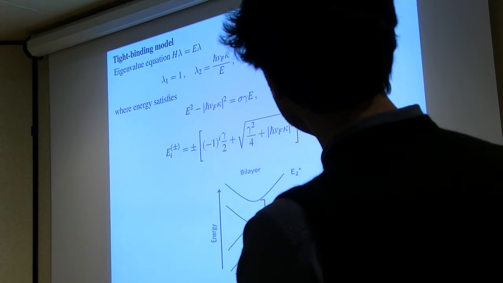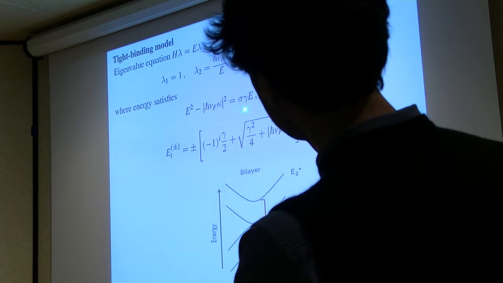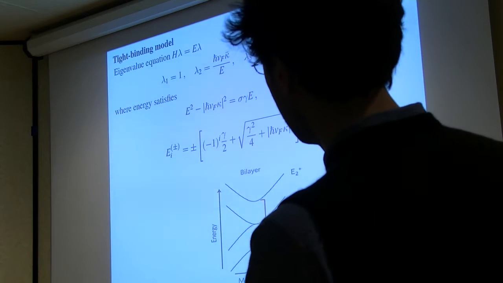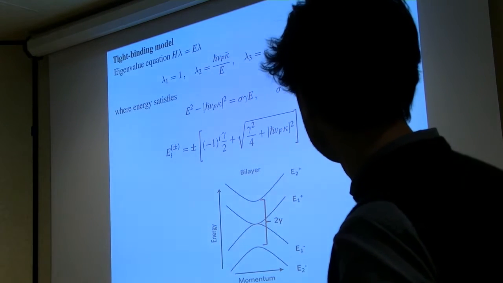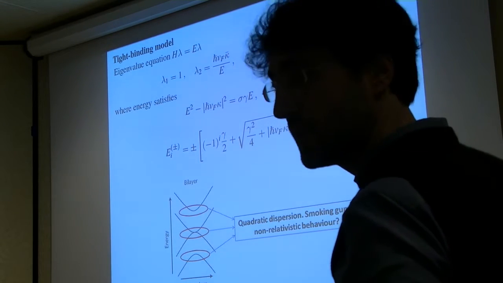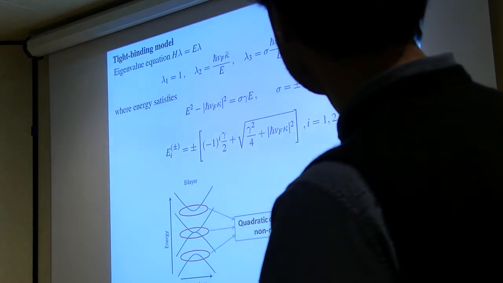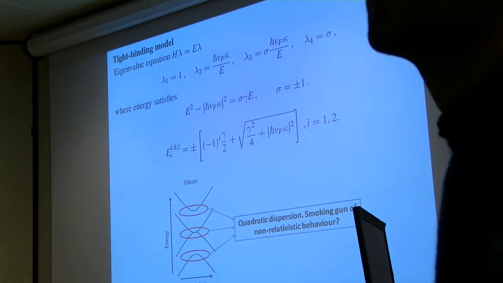So the sigma here that you have in the fourth component of the spinor goes into a parameter that basically appears in the choice of the methods. Now, the key point here is that if you look at the bands, near the bottom of the bands, they all have a quadratic dispersion.